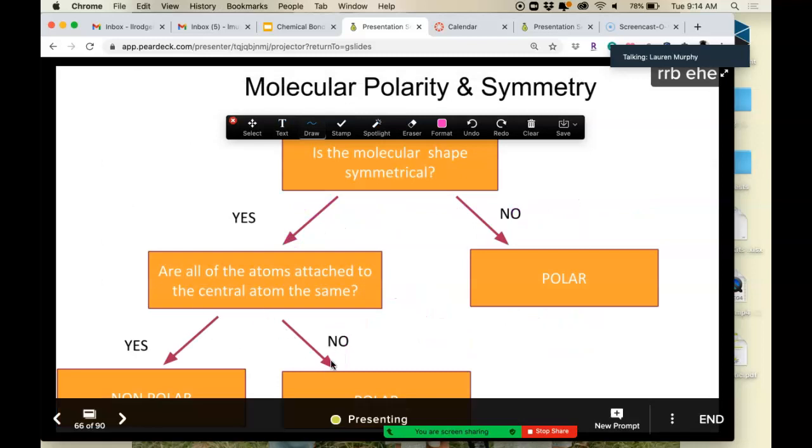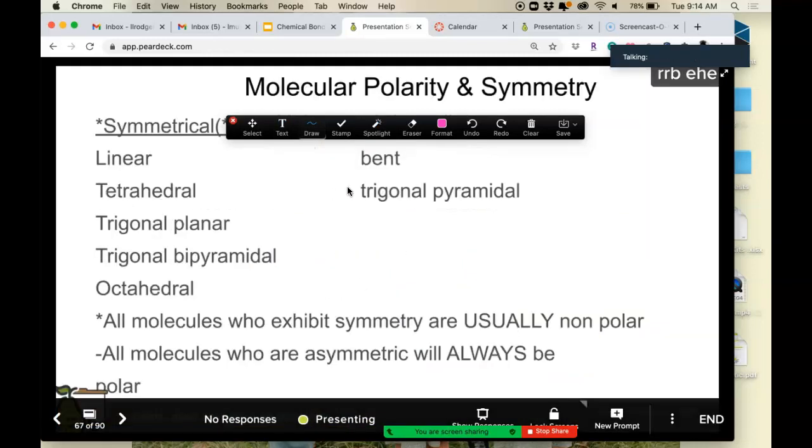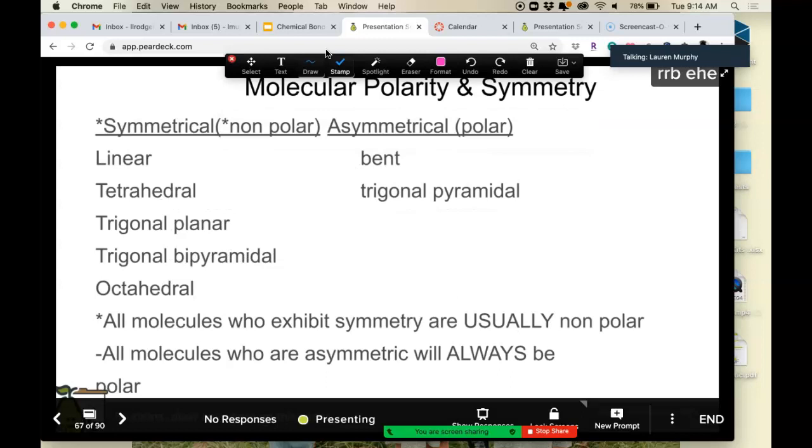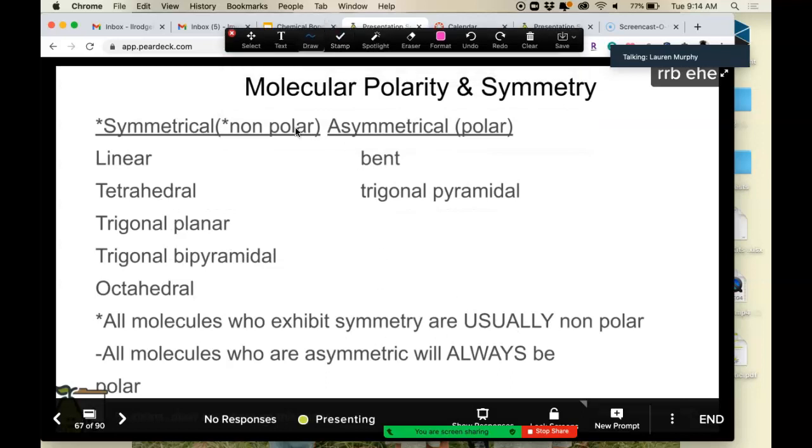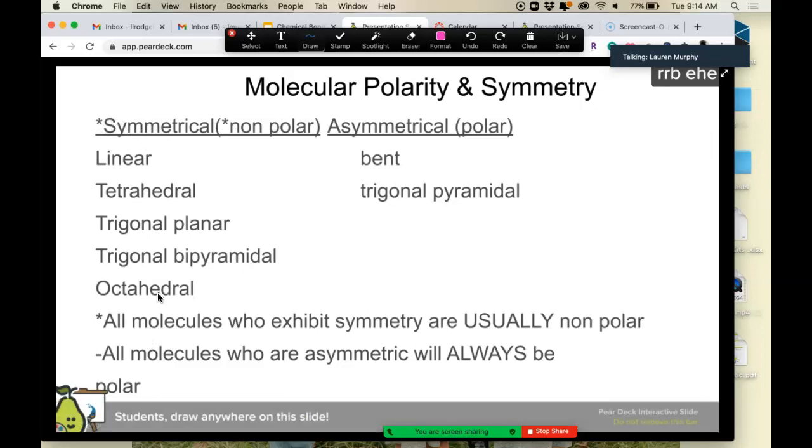So that's what this is saying over here. Again, this was what I was trying to do right at the end of class. You have your general symmetrical shapes that will be nonpolar, but you still have to focus on who's attached. And then you have your asymmetrical shapes, which is bent and trigonal pyramidal, and these are always polar. There's no way you can get the dipoles to cancel out in either of these two shapes. Okay? So, let's keep going.